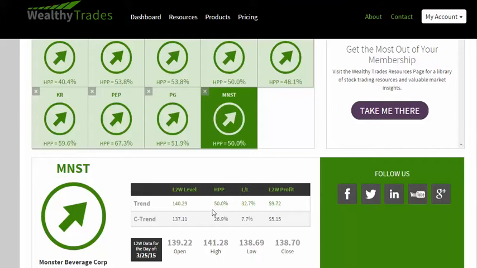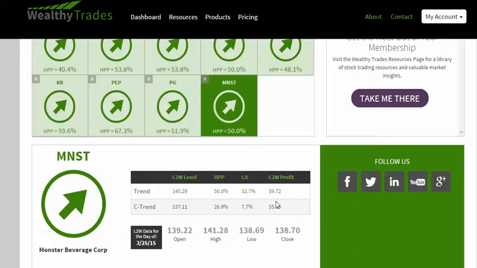What this represents is MNST, for example. MNST is in an uptrend in the best sector. When it hits 140.29 historically, that's the expected upside today, it hits that 50% of the time. But more importantly, when it hits that, historically it has a tendency to continue to rally and make money. On the counter trend side, when it hits 137.11, that's the expected downside today, it has a tendency to bounce off that and rally and close higher. That is what I want.